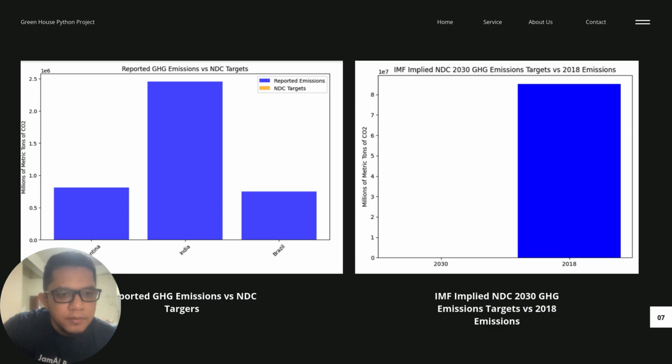Based on the report on greenhouse gas emissions, or GHG, we can see on the chart that India has significantly higher GHG emissions than Argentina and also Brazil. At over 2.5 million metric tons of CO2, Argentina and Brazil have similar emissions but are still significantly lower than India.